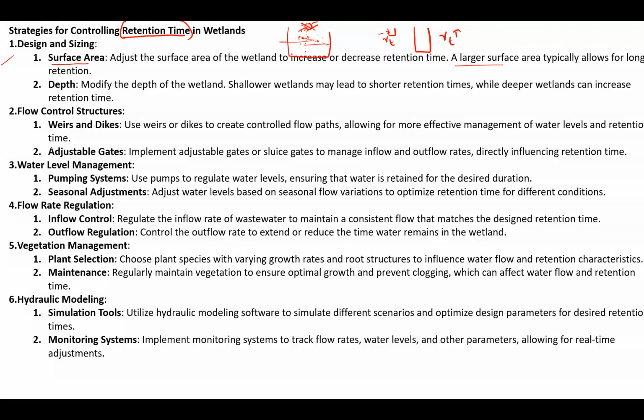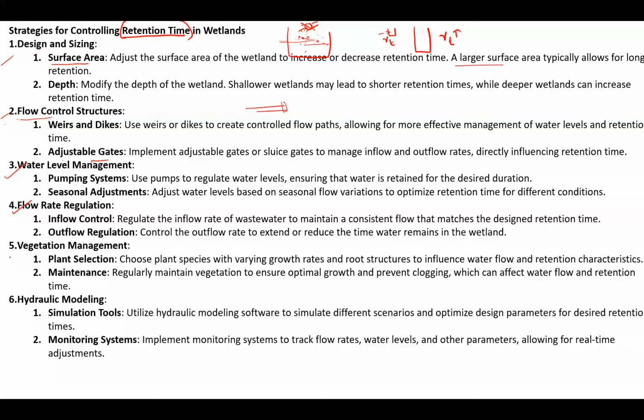So these are all parameters we have to calculate prior to designing a proper constructed wetland. You can read the other parameters. What are the flow control structures? That means the different gating systems we can apply, because there will be pipes and gating systems. And a speed controlling system we can also apply. Also water level management and pumping systems, these we can apply.